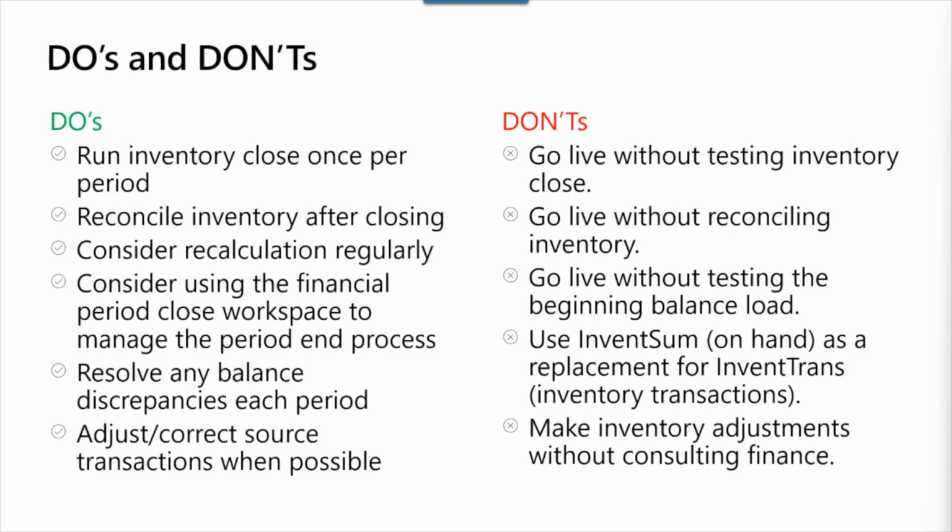We don't recommend that you use the invent sum, also known as the on-hand inventory view, as a replacement for invent trans or inventory transactions when it comes to cost information. Invent trans is the source of truth for costing, and invent sum simply shows us from a physical inventory perspective what we have on hand at a given moment in time. So we definitely don't recommend that you use invent sum as a replacement for cost information that you should be getting from the invent trans table.